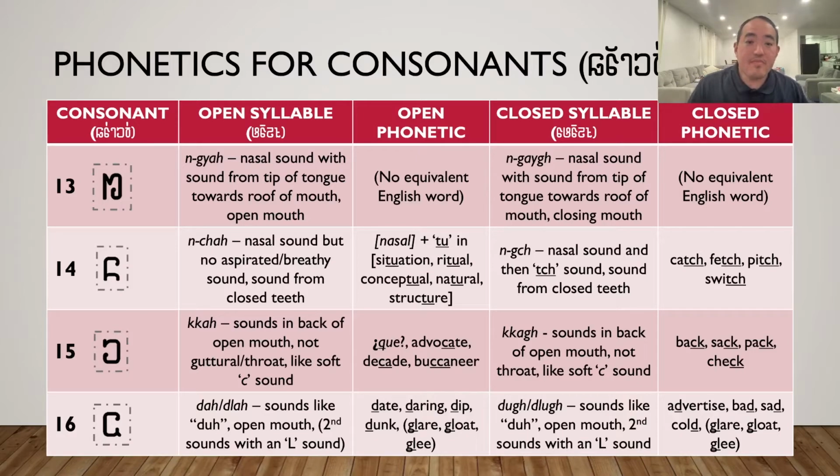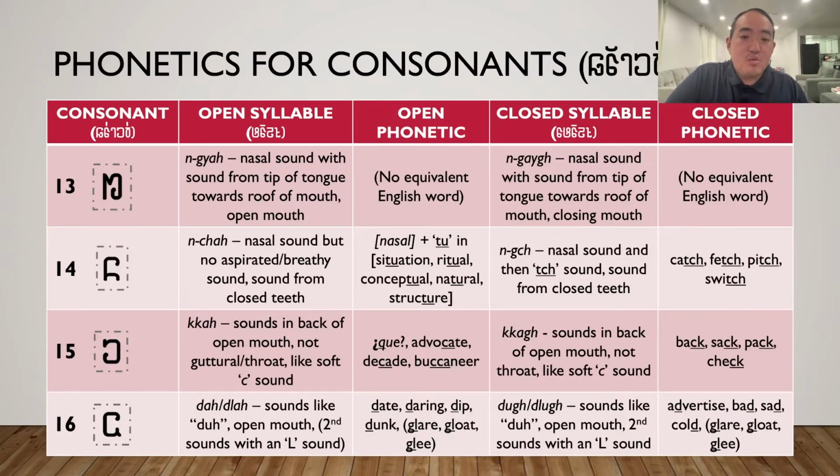Okay? So the next one is number 14, and how to pronounce this consonant is nja, njaj. So this one, the open syllable has a nasal sound, but there's no aspirated breathy sound that comes out afterwards. So the sound should come from closed teeth, like nj, like nja.